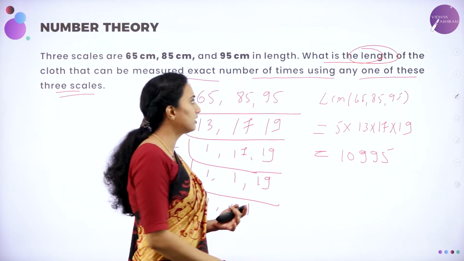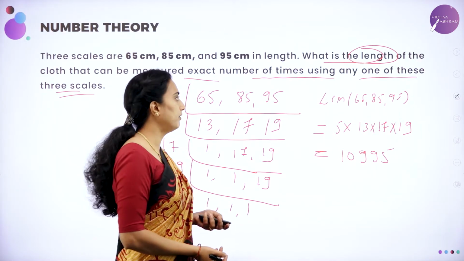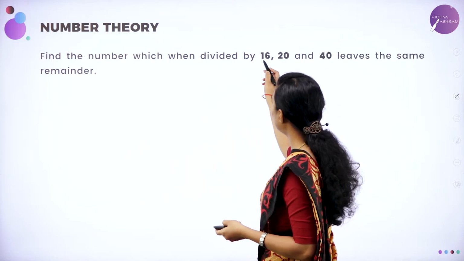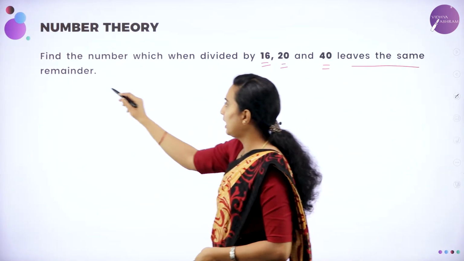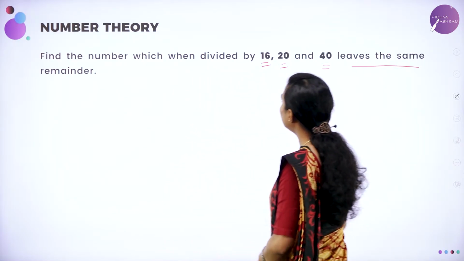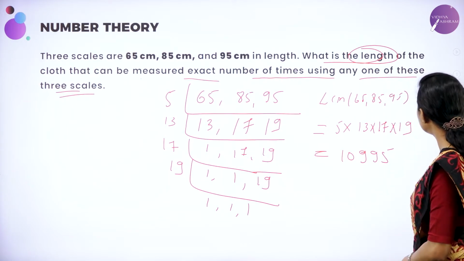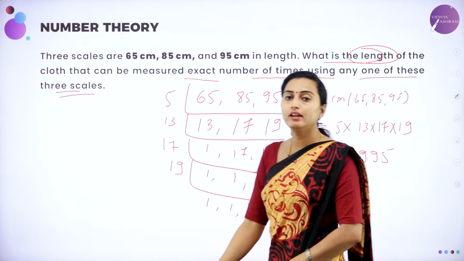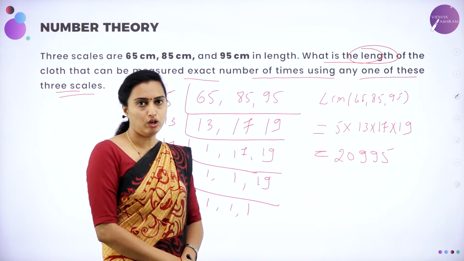That is your answer. This is the length of the cloth. Okay, you are going to have it as. Next, we'll be moving on to find the number which when divided by 16, 20 and 40 leaves the remainder as 2. Okay. So, the answer is 20995. That is the length of the cloth.